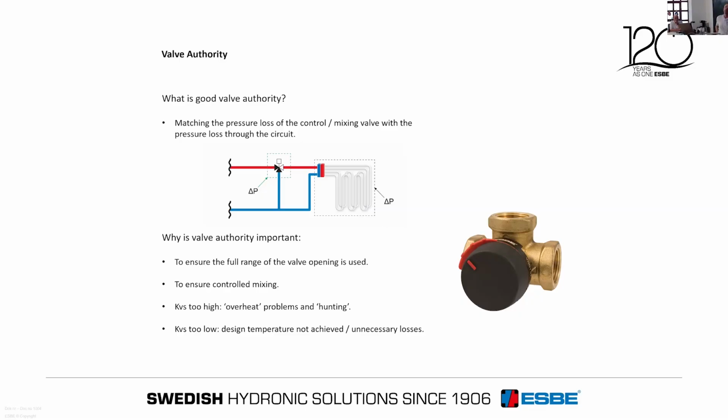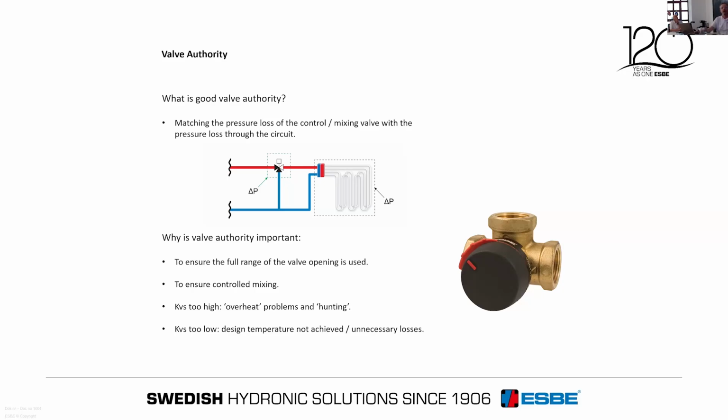Why is that important? That's important so that we're using the full range of the valve. If you imagine the valve was oversized, it would open up to let a little bit more heat through, but it would let far too much heat through, and it would overheat the system. The valve would instantly close, so we'd have what's known as hunting, where it would be opening, overheating, and then closing again. So it's really important that we size the valves correctly.